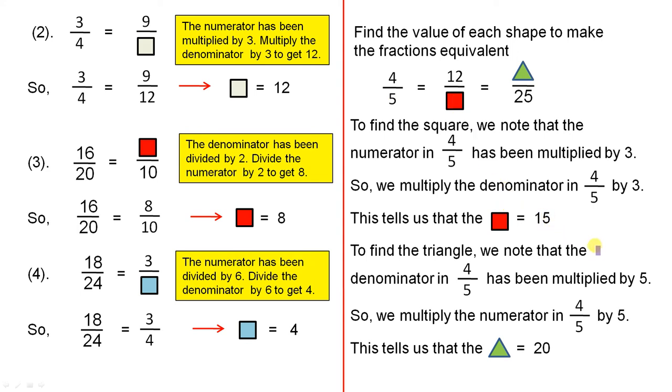To find the triangle, that's this one here, we note that the denominator in 4 over 5 has been multiplied by 5. 5 5s are 25. So we multiply the numerator in 4 over 5 by 5. This tells us that the triangle equals 20. 5 4s are 20.